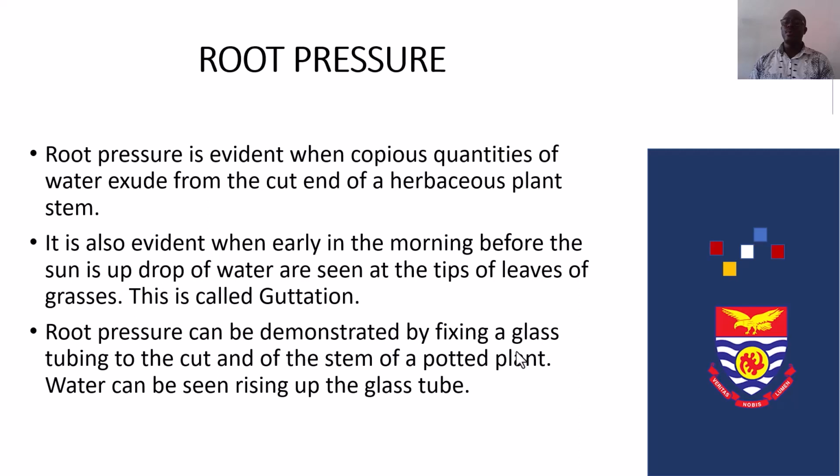So root pressure is evident when copious quantities of water exude from the cut end of a herbaceous plant stem. It is also evident when, early in the morning before the sun is up, drops of water are seen at the tips of leaves of grasses. This is called guttation. Root pressure can be demonstrated by fixing a glass tubing to the cut end of the stem of a potted plant. Water can be seen rising up the glass tube.